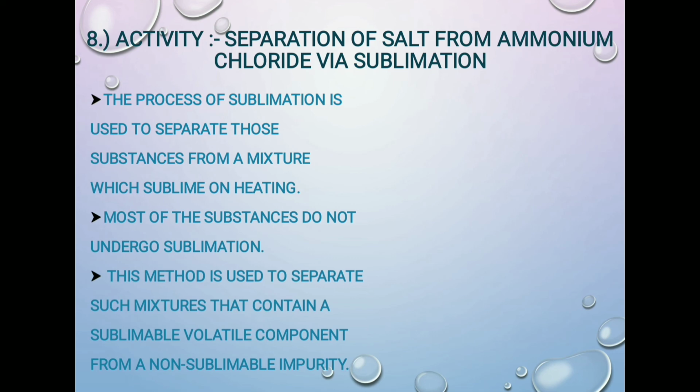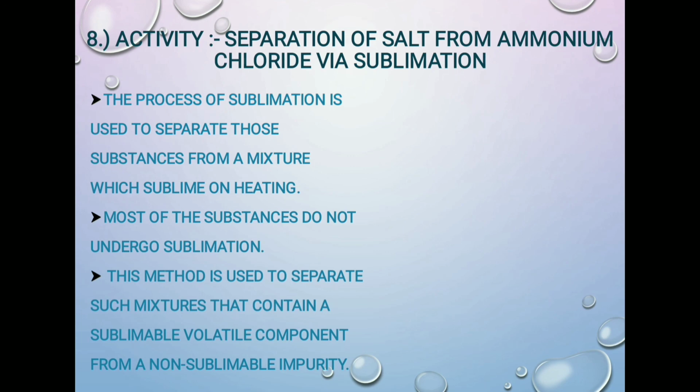The changing of any state of matter from solid directly to gaseous state without changing into the liquid state is known as sublimation. The process of sublimation is used to separate only those substances from a mixture which sublime on heating.